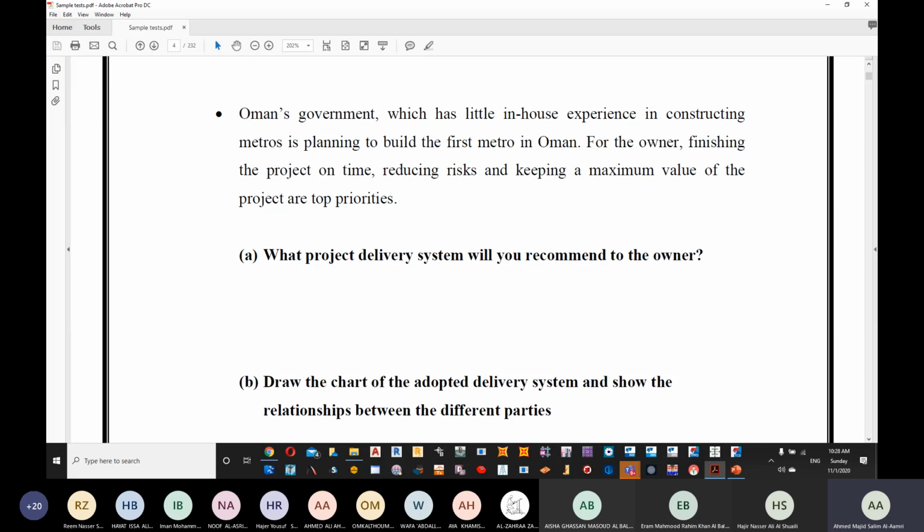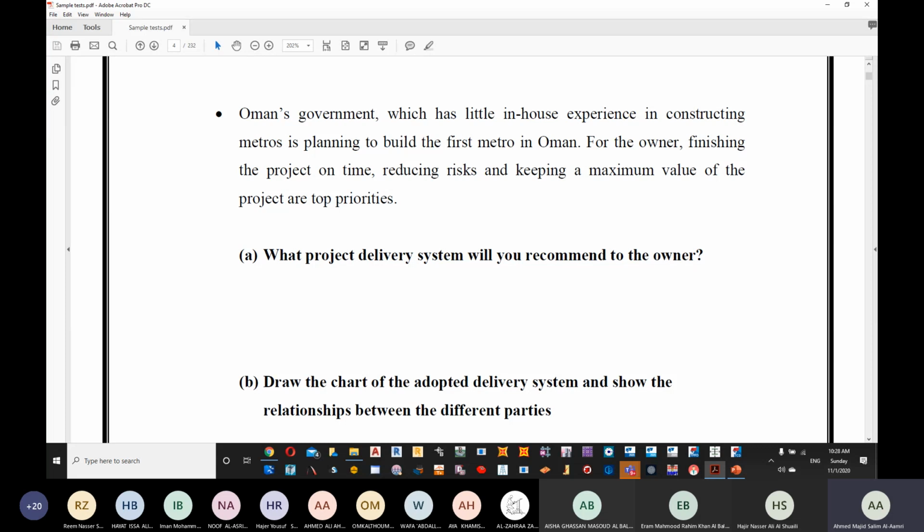Okay, so once again, if you remember, what we said in terms of money: traditional is the lowest. After that, construction management at risk. After that, design build. In terms of time, we said design build is the fastest. Why? Because they are the same company and we can start the construction before even finishing the design.